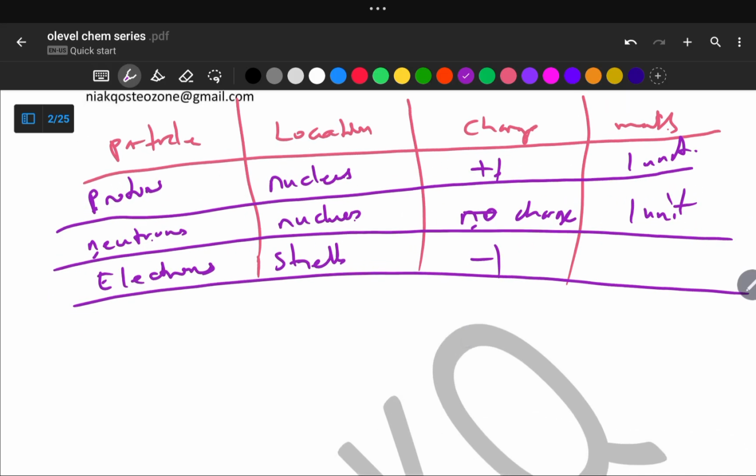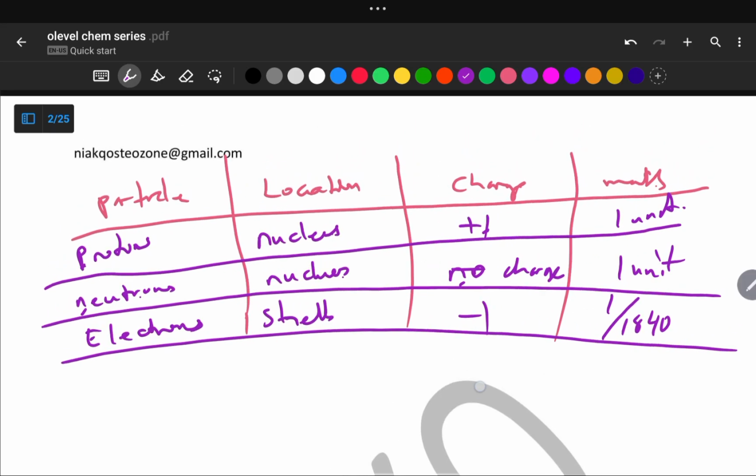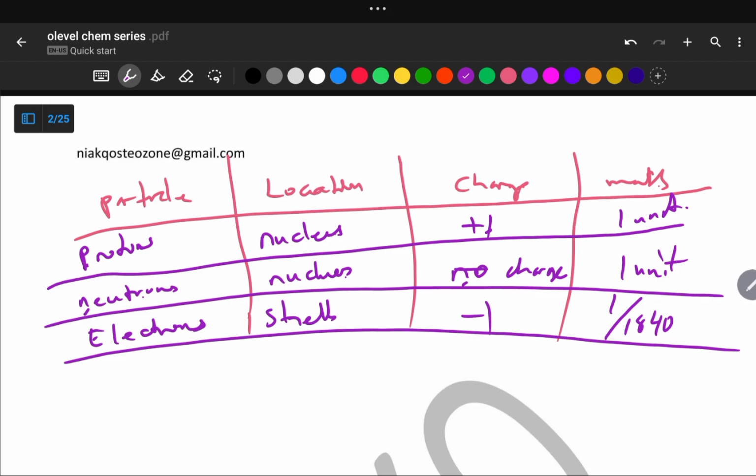the mass of an electron is 1/1840 units. Neutrons' units, I mean. So you should know this table by heart.